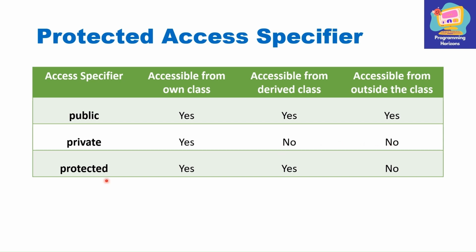The third type of access specifier that we have is protected. In this case, protected members are accessible from within the class which they belong to, and they are also accessible from the derived class, but they cannot be accessed from the outside world.